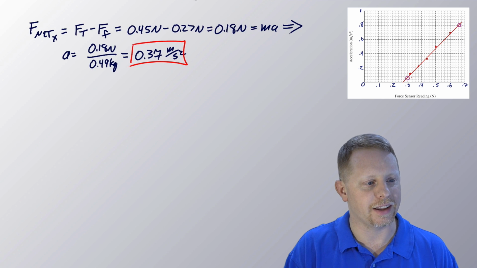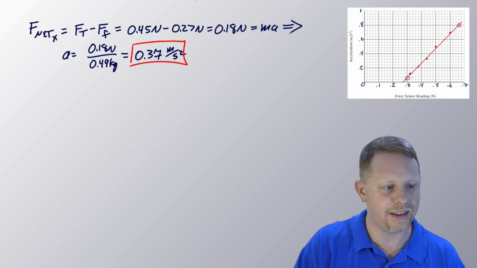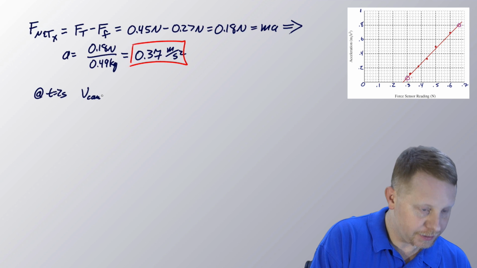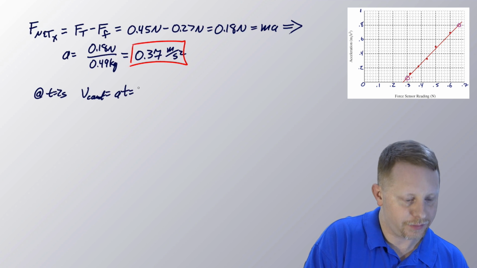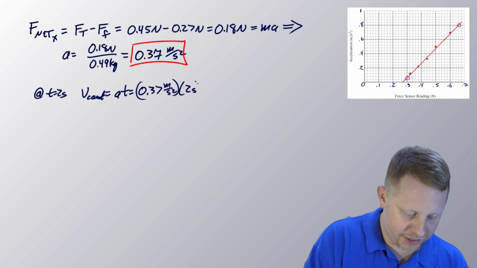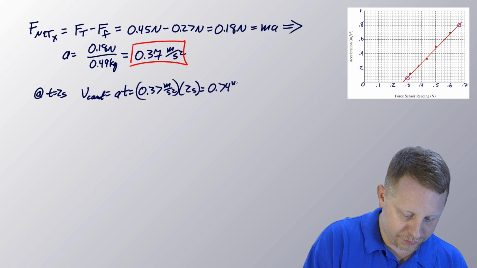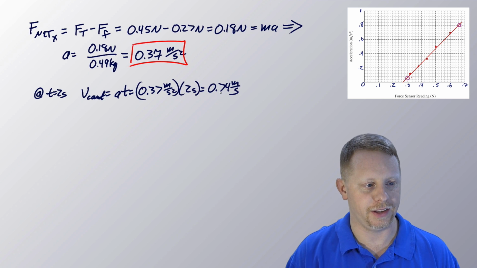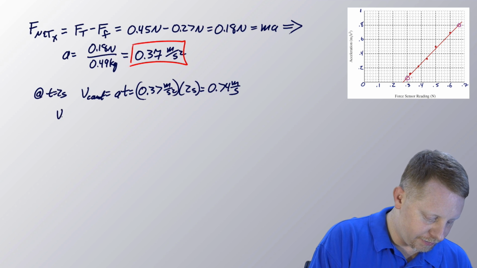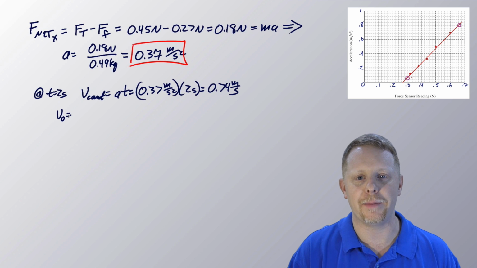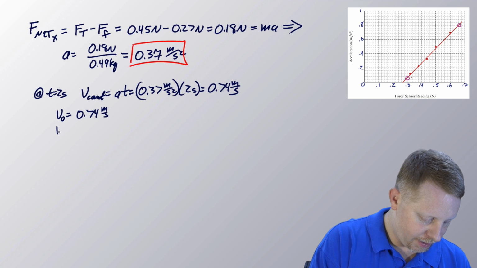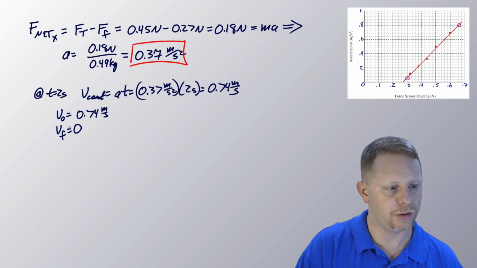At t equals 2 seconds, the velocity of the cart is a times t, which is 0.37 meters per second squared, our acceleration, times 2 seconds, or 0.74 meters per second. That's going to be its starting velocity, and its final velocity is going to be 0. So we could write v initial for this part of the problem, as we're looking at the time after the string breaks. V initial, 0.74 meters per second.